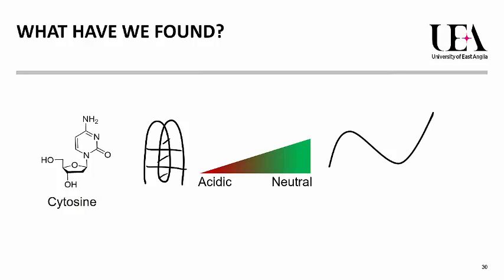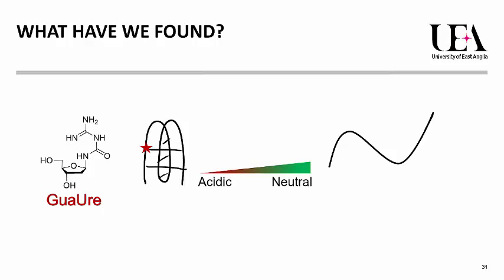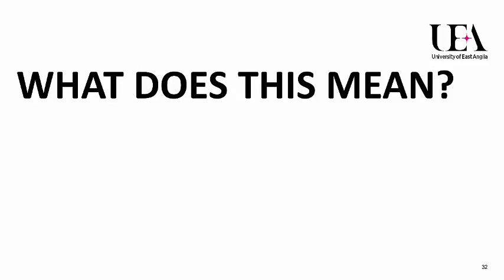We can do the same thing with changing the acidity of the DNA. This allows us to understand the stability in a different way. And again, once we introduce a Guanylurea, the i-Motif is less stable and unfolds sooner than the cytosine-based i-Motif. So what does this mean?